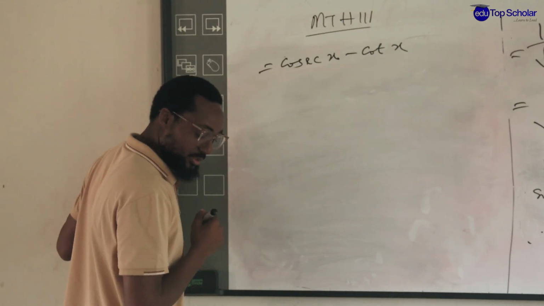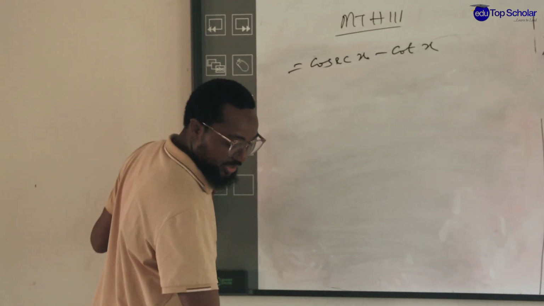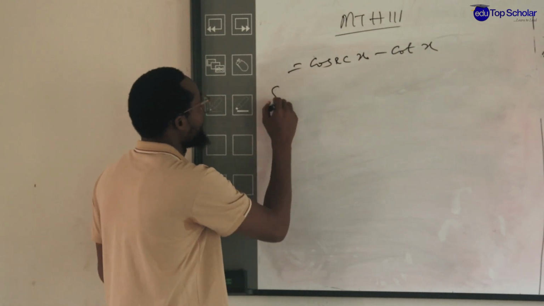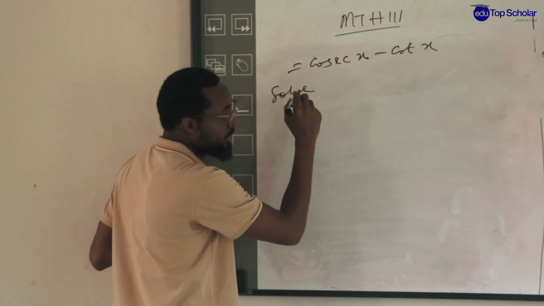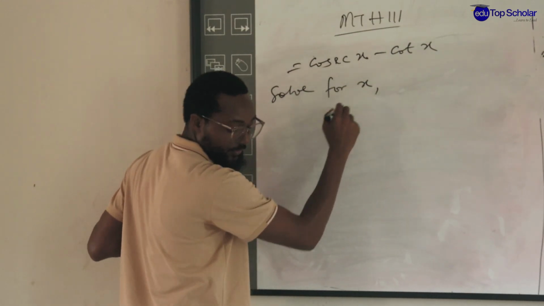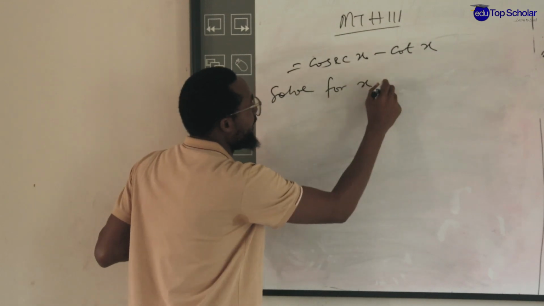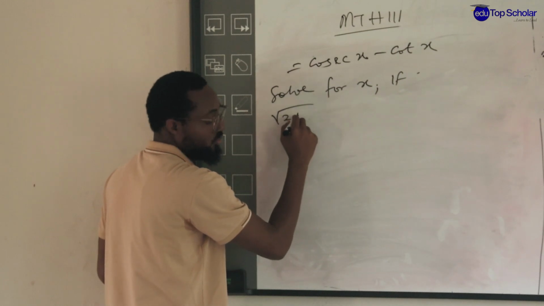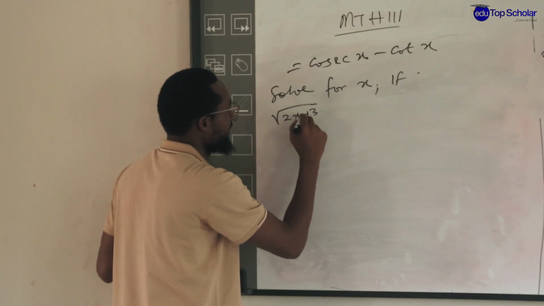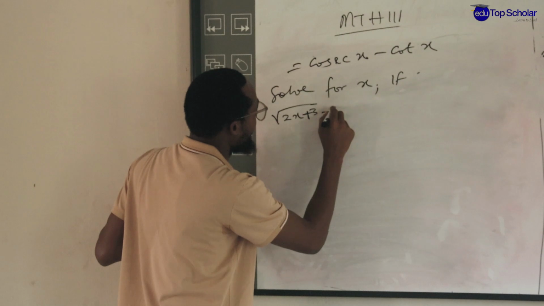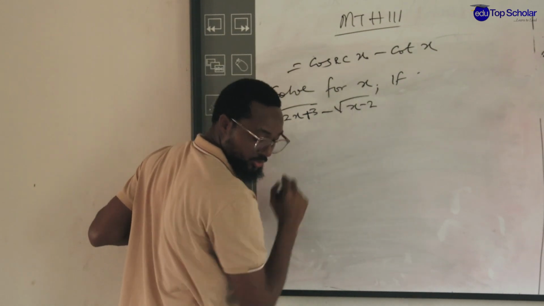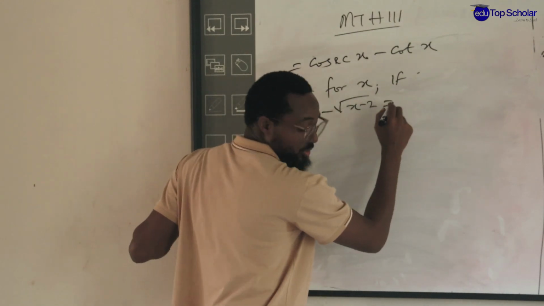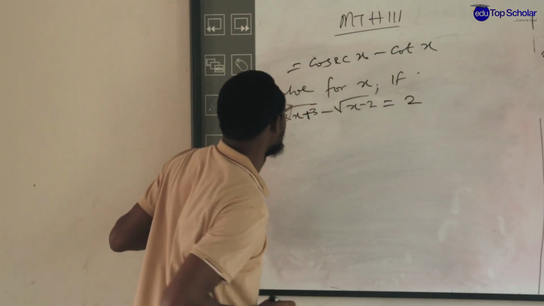Let's treat at least one problem here. This question says solve for x if we have root 2x plus 3 minus root x minus 2 equals, let's say, 2.